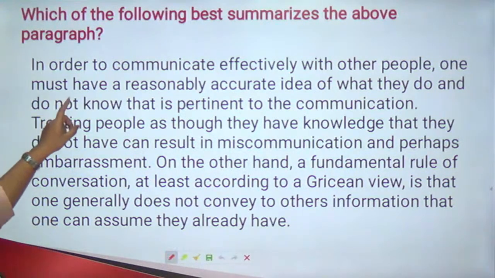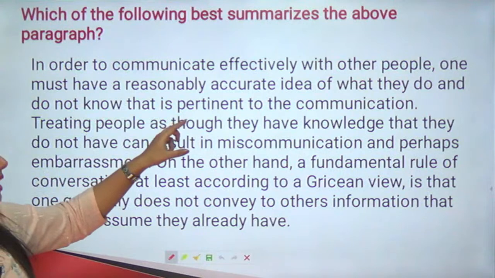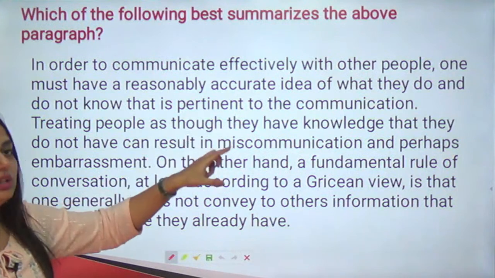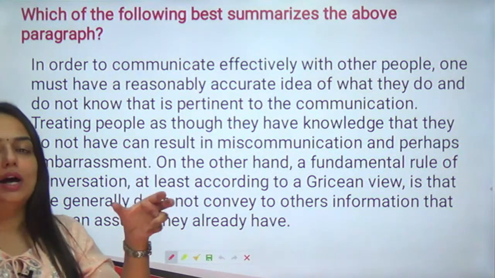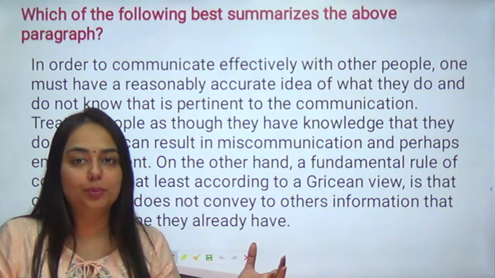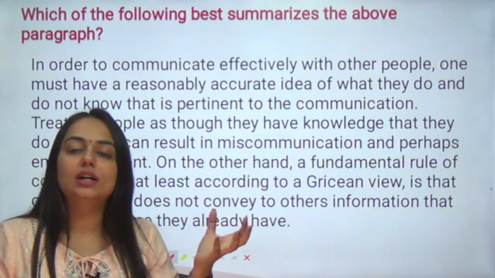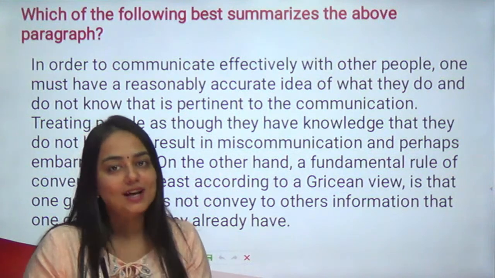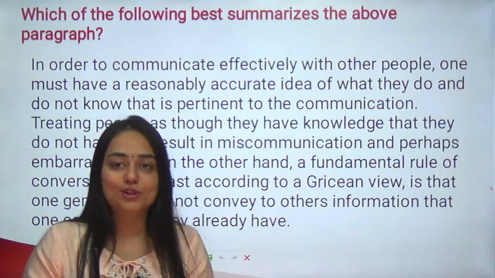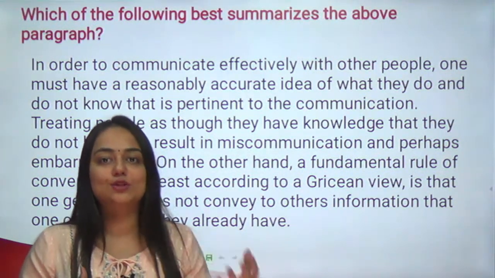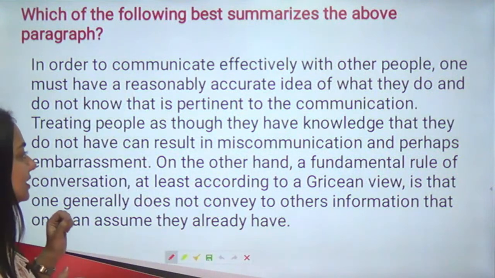In order to communicate effectively with other people, one must have a reasonably accurate idea of what they do and do not know that is pertinent to the communication. So everything related to that topic of communication, you should make sure as a speaker how much the other person knows about that thing or how much he doesn't know. See, it goes two ways. If he already knows everything, there is no point in you discussing it. If he doesn't know anything about it, then whatever you are saying would sound very foreign, very strange to that person. So let's see what he's further talking about.